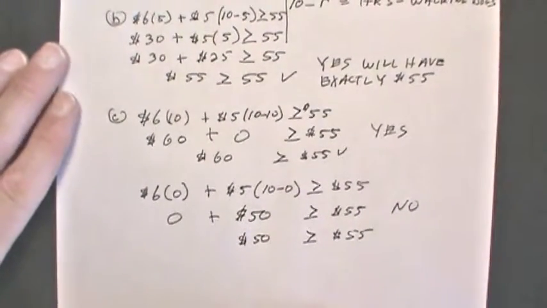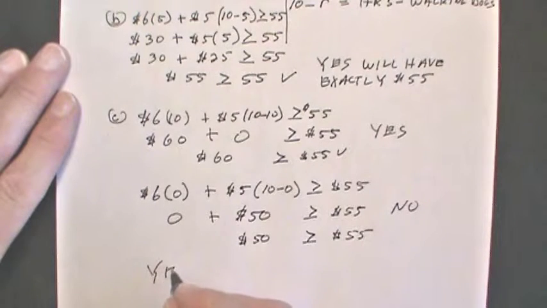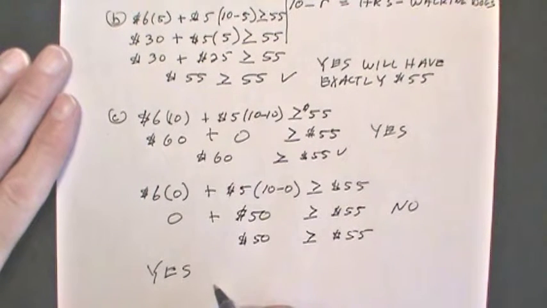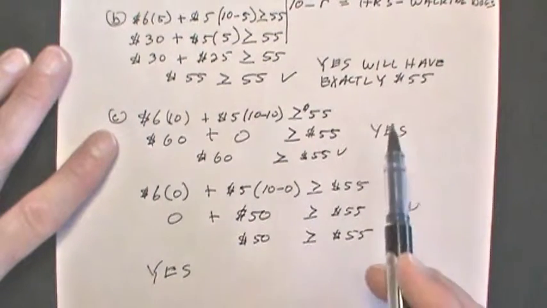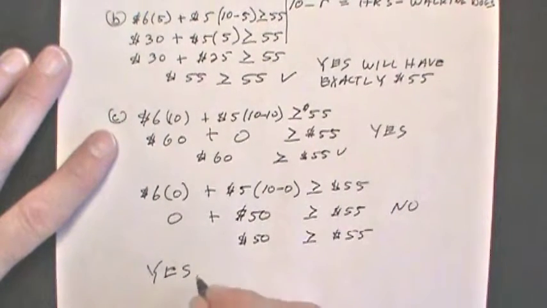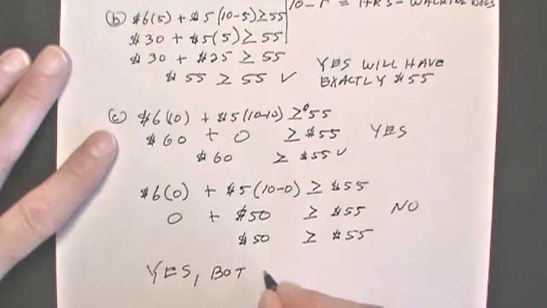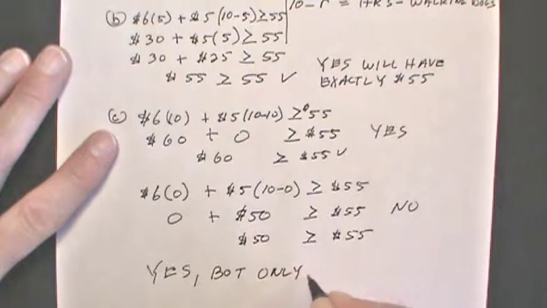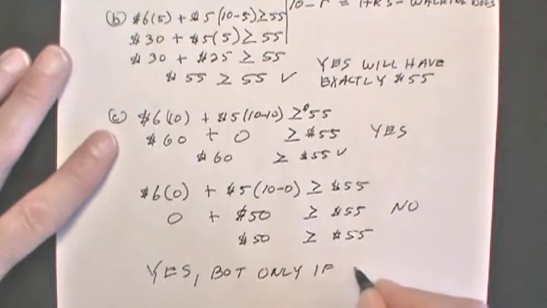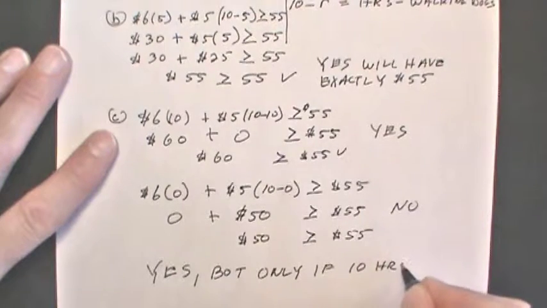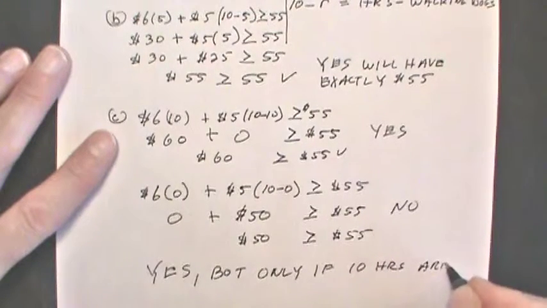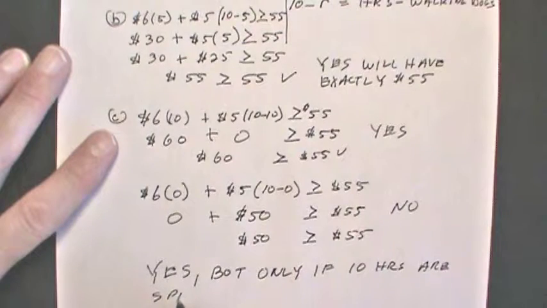So the answer to C is yes. We can make our goal by working only 10 hours, but only if the 10 hours are spent on errands.